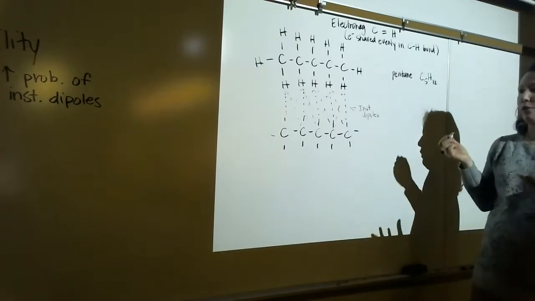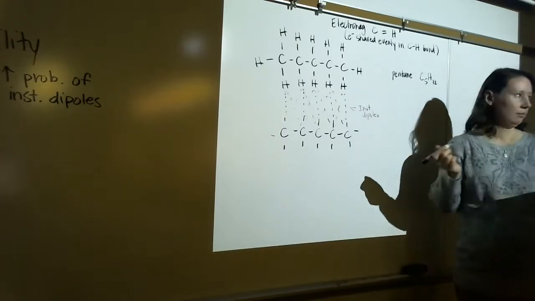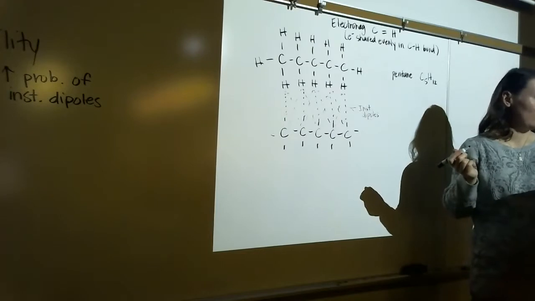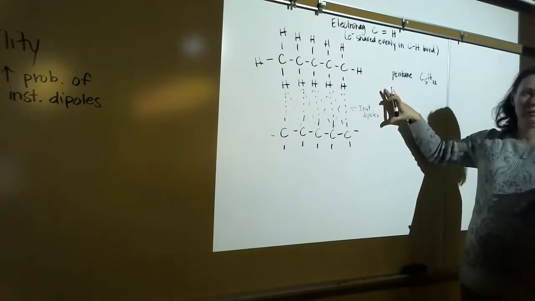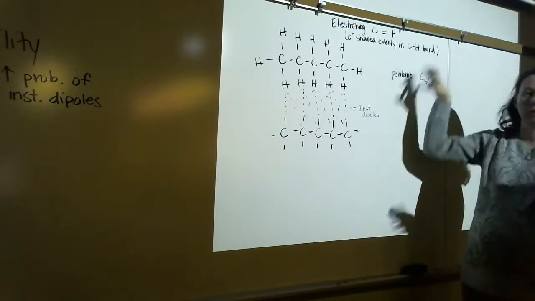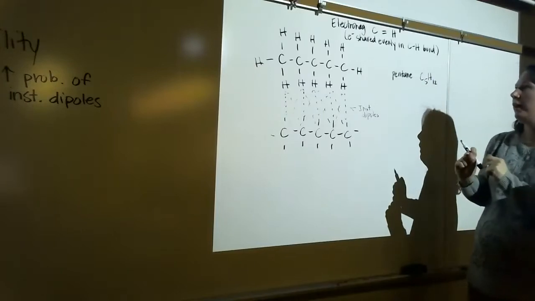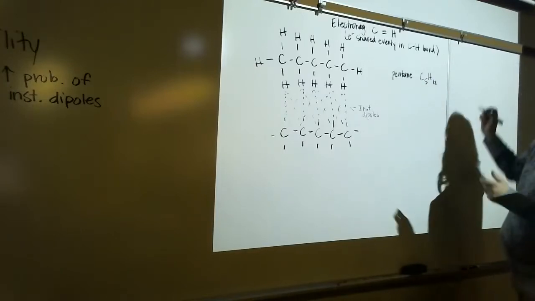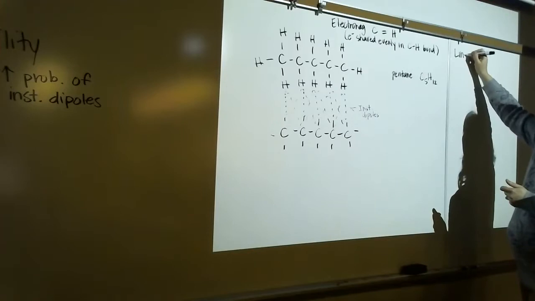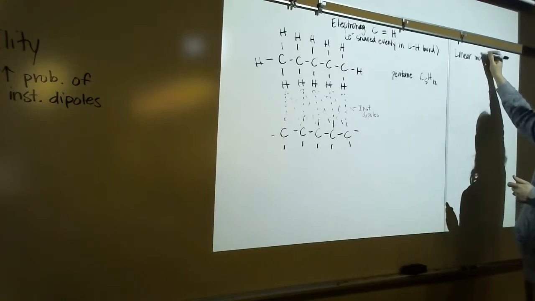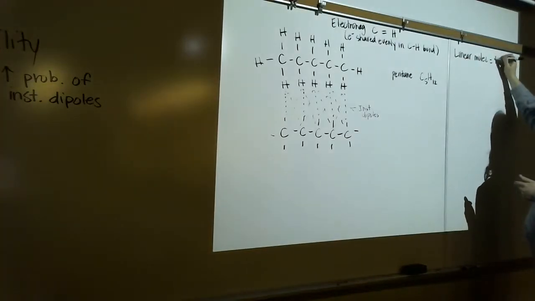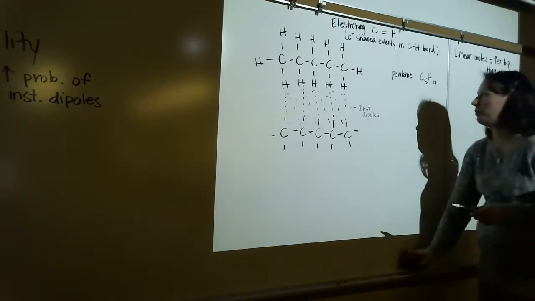So who would have the greater polarizability? Uranium with its 92 electrons, or pentane? Well, pentane obviously, right? Because you've got way more electrons that you're dealing with here. So the trend is that a linear molecule is going to have a higher boiling point than a branched molecule. Let's look at a branched molecule.